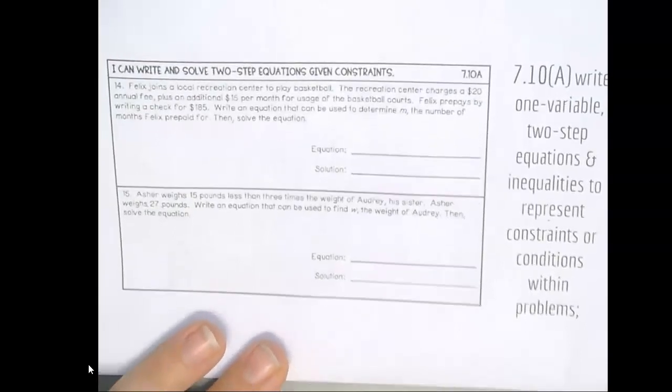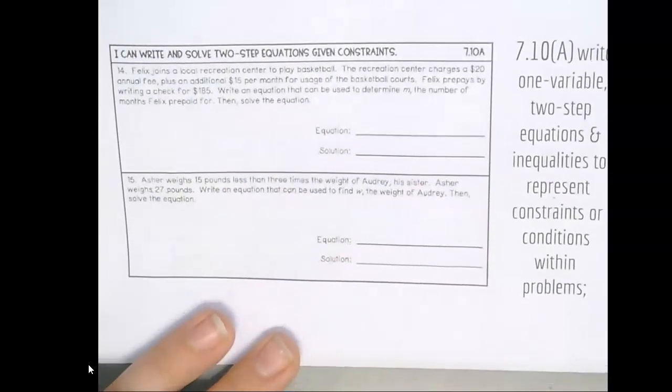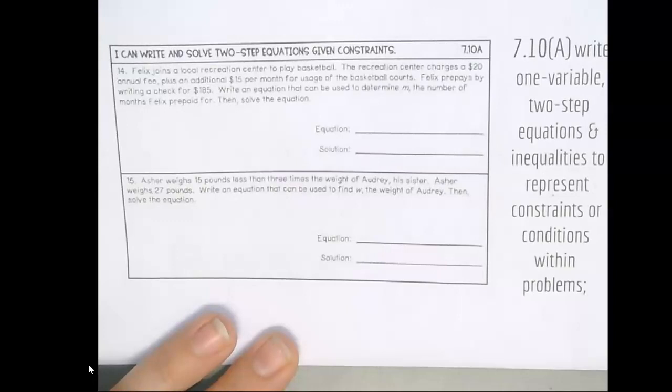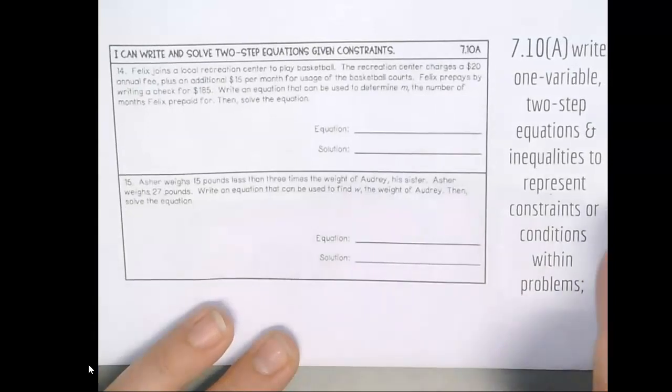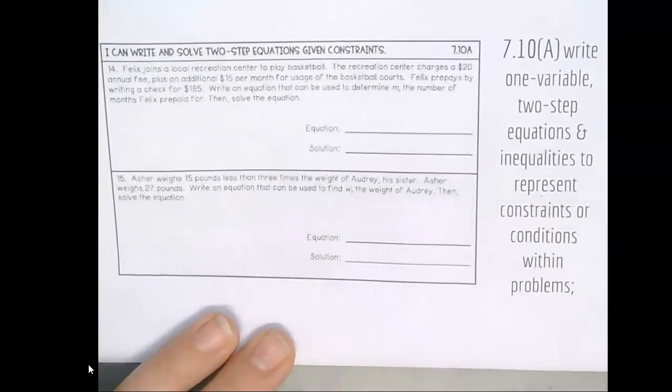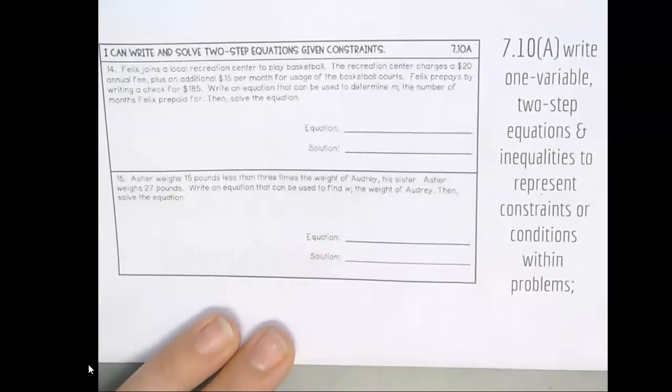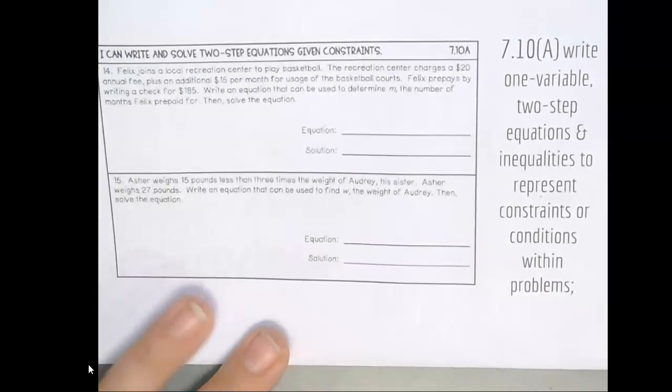So Felix joins a local recreation center to play basketball. The recreation center charges a $20 annual fee plus an additional $15 per month for usage of the basketball courts. Felix prepays by writing a check for $185. Write an equation that can be used to determine M, the number of months Felix is prepaid for, then solve the equation.